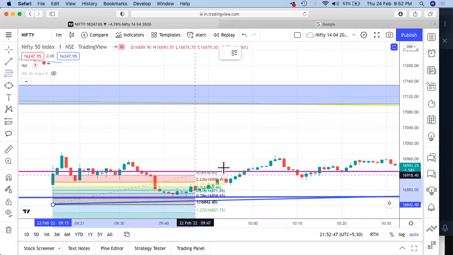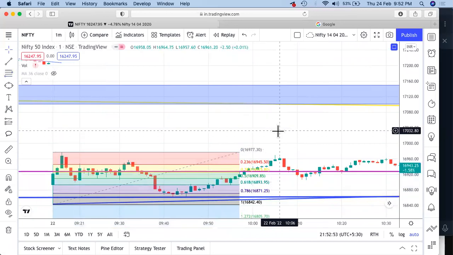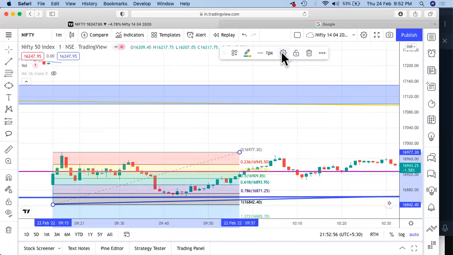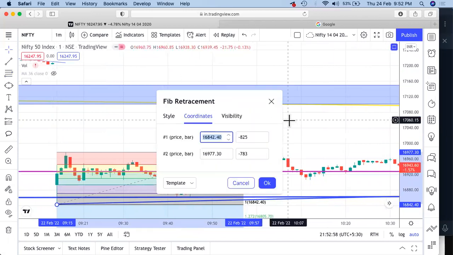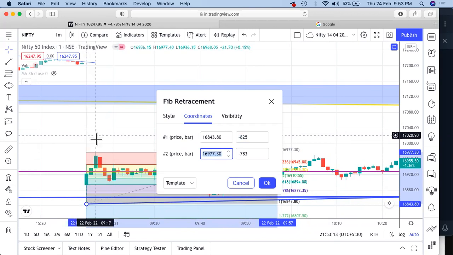For this example day, what we are doing is I'm just considering the high and low, right? I'll again come back to the accurate points so that we have clarity of all the things together. So my low is 843.8 and my high is 977.4, right?